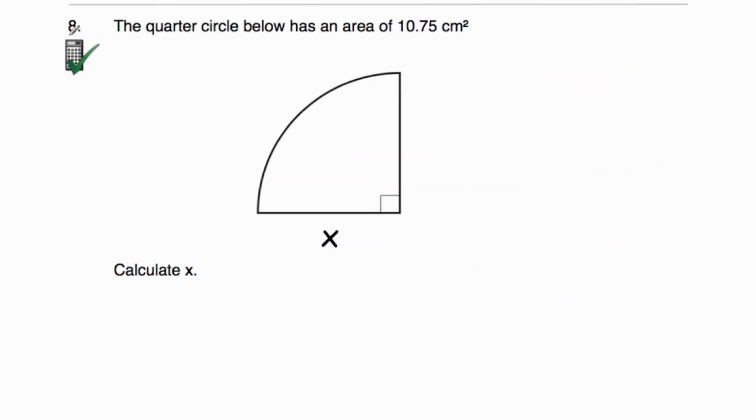So let's have a look at question number 8. Question number 8 says the quarter circle below has an area of 10.75 centimeters squared, and we've been asked to calculate x.